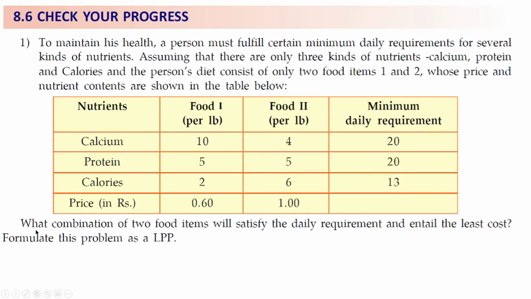Now we have the question: what combination of 2 food items will satisfy the daily requirement and entail the least cost? Formulate this problem as a linear programming problem. So here, to maintain health, so this is a diet problem.